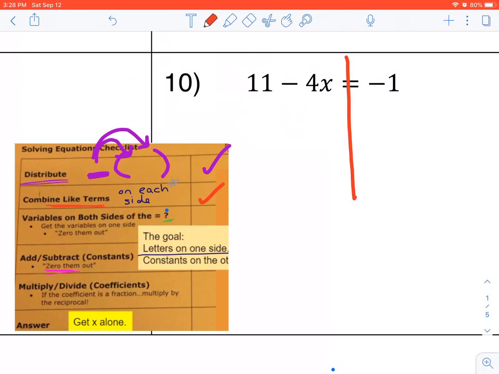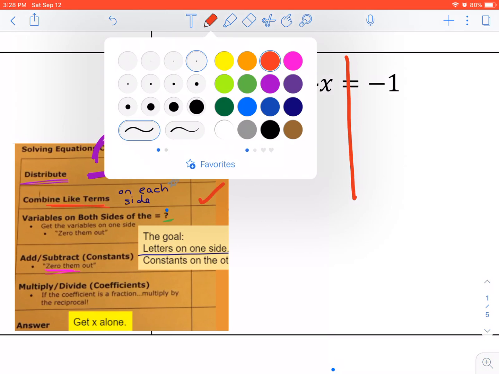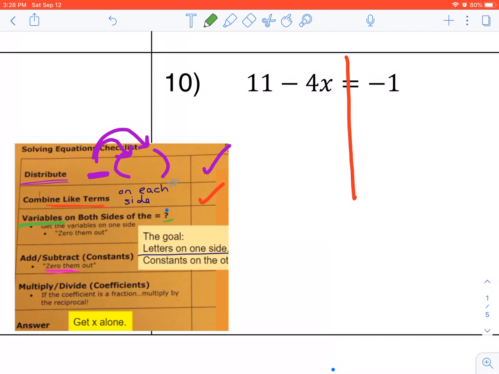Do we have a variable on both sides of the equation? A variable is a letter. Do we have a letter on each side? I have an x on the left, but no letter on the right. So that means I also will get to skip this next step.